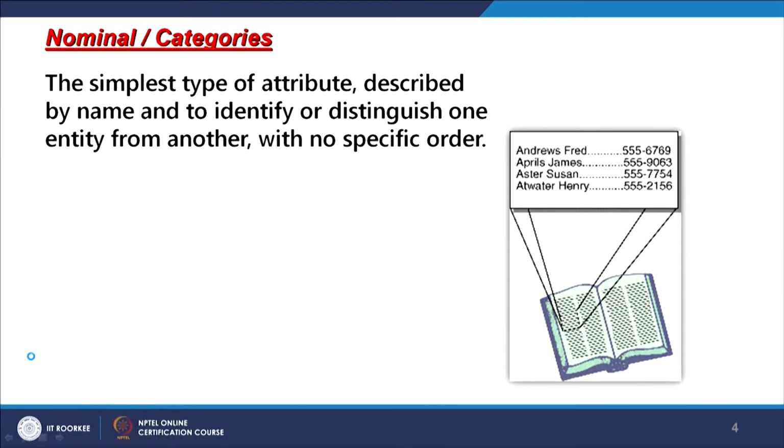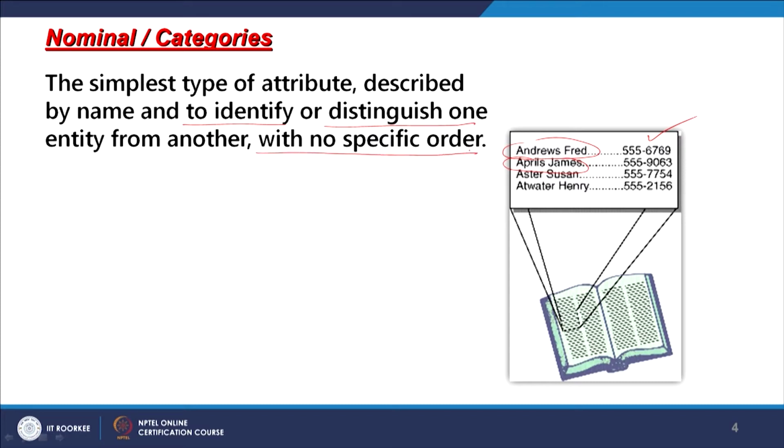Nominal data is the simplest type of attribute, which describes a name or identity, or distinguishes one entity from another, with no specific order. Here names are given. Here we may have, say, a telephone number, but as the definition says, in the case of nominal or categories it is just to identify or distinguish one from another, without any specific order.